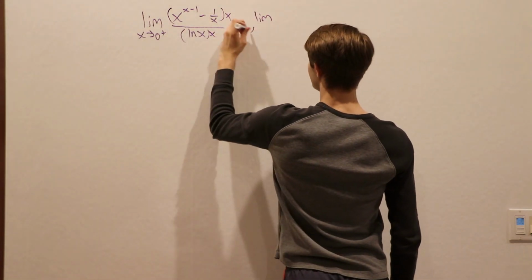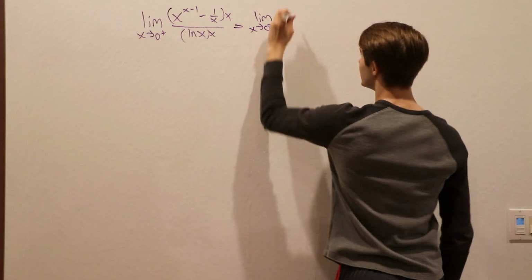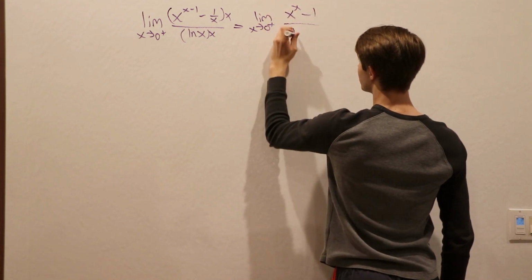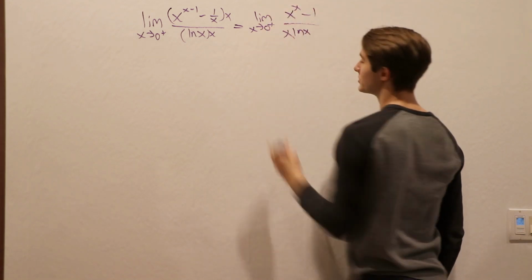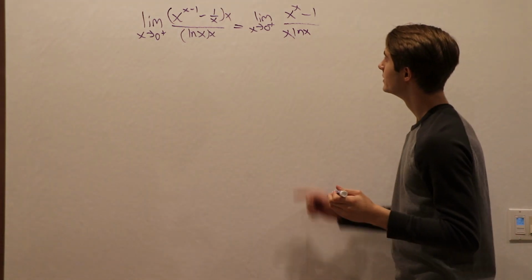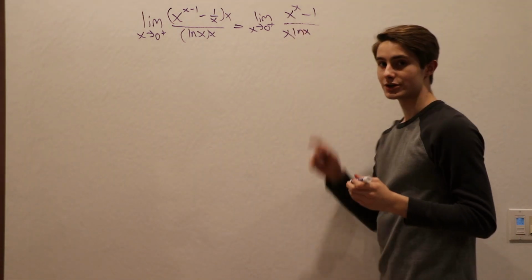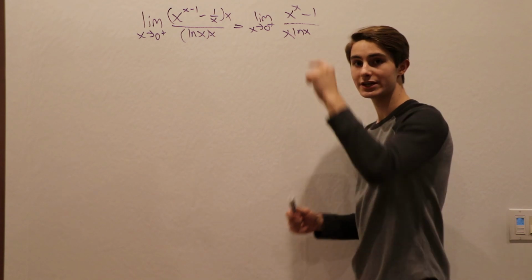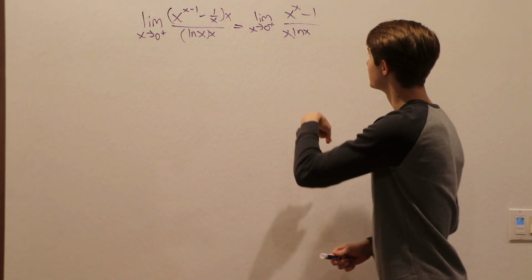What we get is the limit as x approaches 0 from the right of (x^x - 1) over x times the natural log of x. And now, what do we get on the top and the bottom here? Well, I've linked the videos in the description so you can check them out.